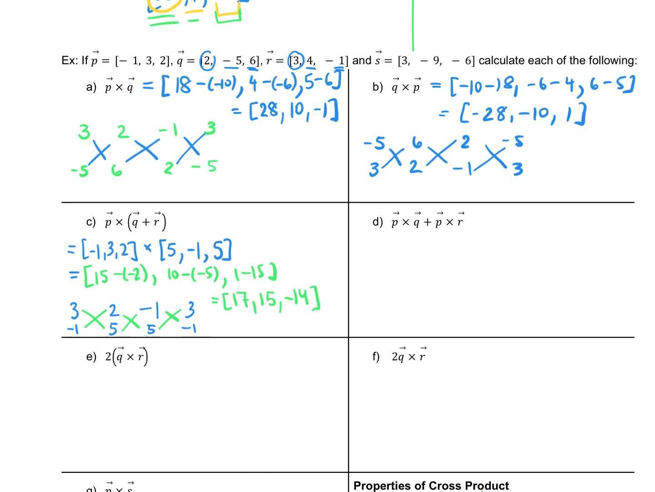Let's try the next one. This one says, what if we take the cross product of P and Q, the cross product of P and R, as if I'm distributing that cross product in, and then I add my two vectors. Well, we already know the cross product between P and Q, so let's just figure out the cross product between P and R, and then we can add up those two vectors.